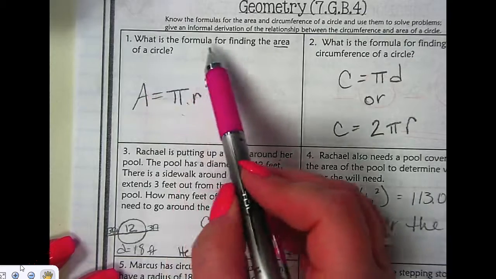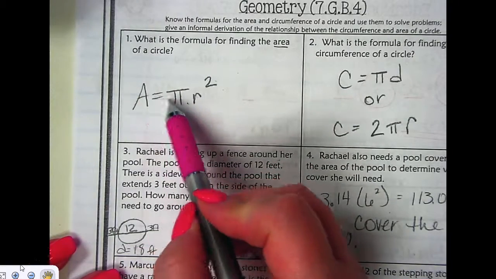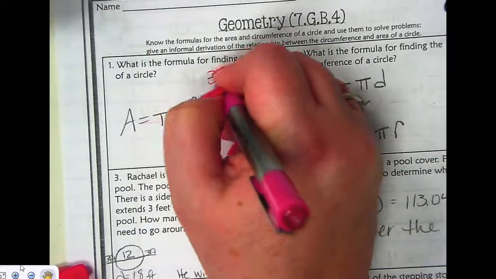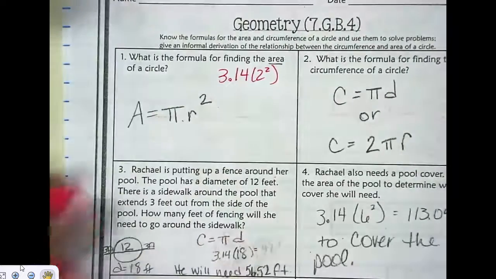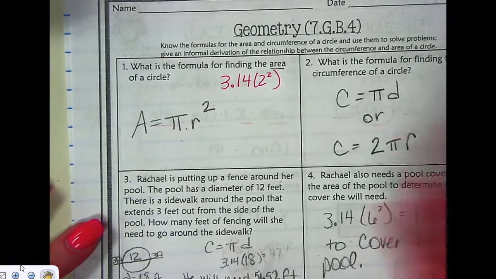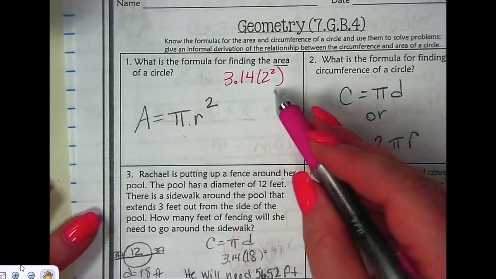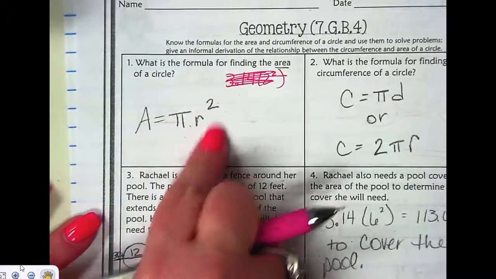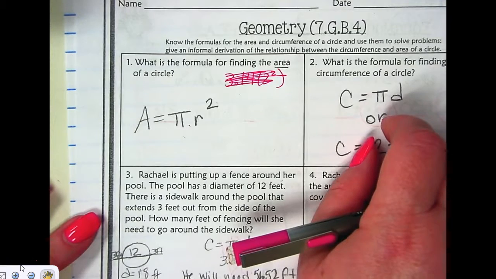So, what is the formula for finding the area of a circle? You should have area equals pi r squared. I saw on somebody's paper they had... How is that the formula for area of a circle? Where'd the 2 come from? We only know that if the radius is 2. This is what a formula looks like. Area equals pi r squared. This is the only answer that's correct. You all right?